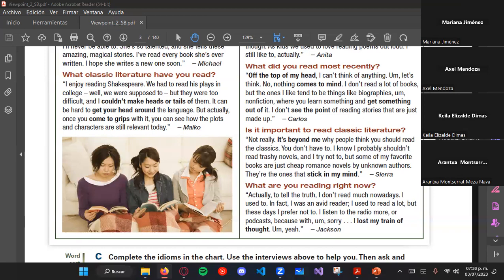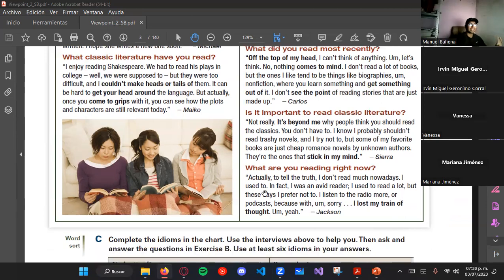Solía leer mucho, pero en estos días prefiero no hacerlo, escucho más la radio o los podcasts porque, perdón, me perdí en mis pensamientos. I lost my train of thought, es como "se me fue la onda". Es como que, ay, se me fue la onda de lo que estaba diciendo. Exactly. Thank you very much, Mariana.